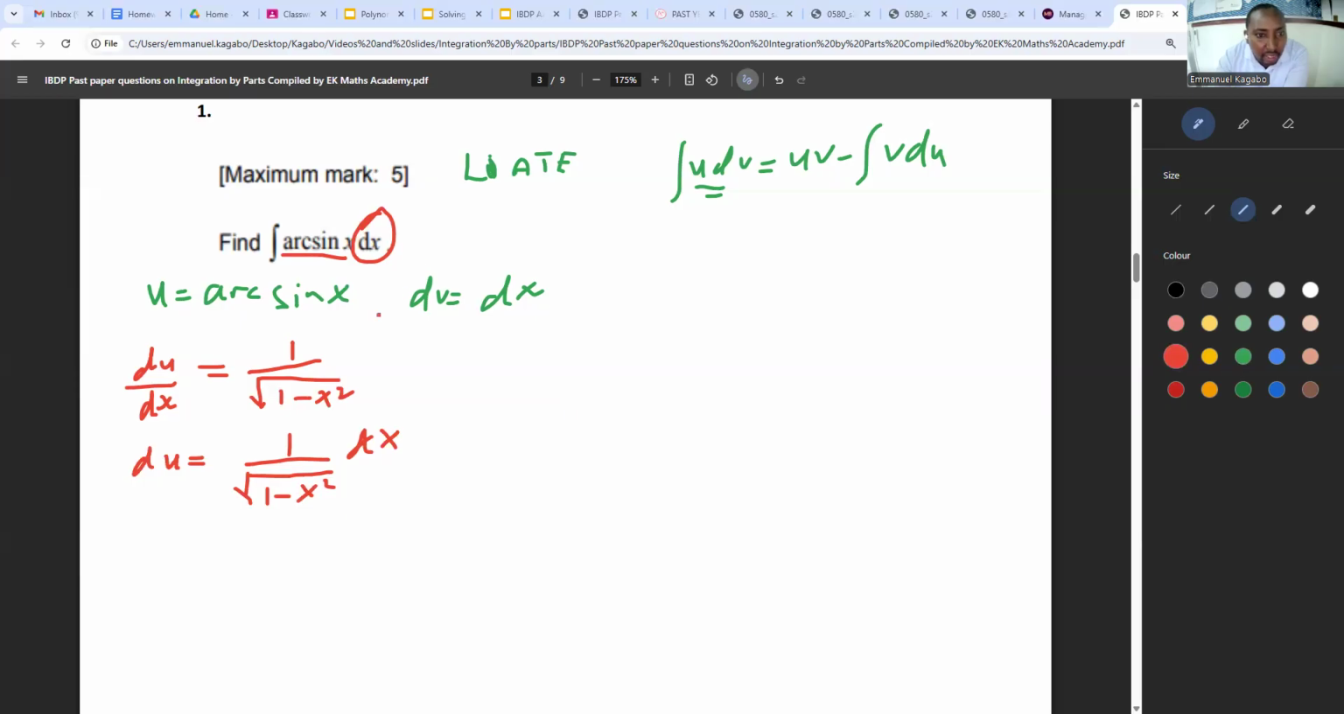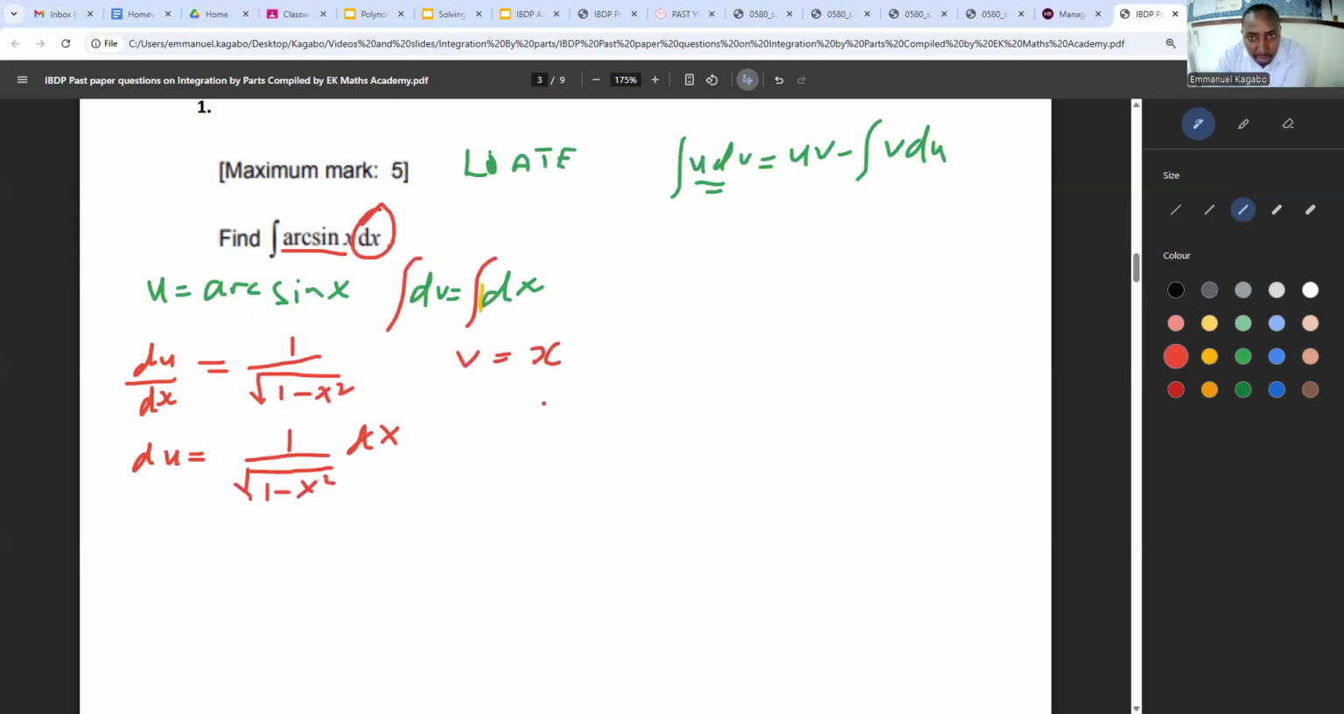You apply integration sign here. So when you integrate dv, you're going to have v. So integration here, there is the 1. So integration of 1 gives you x. So that means I'm going to have that. So you apply your formula now.